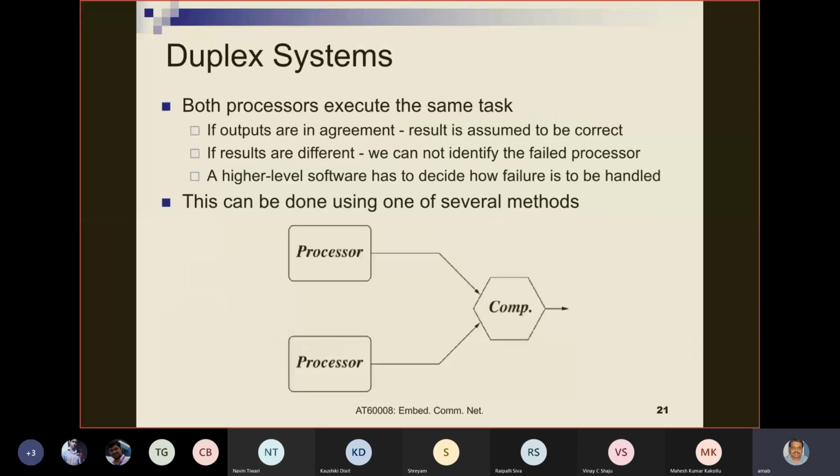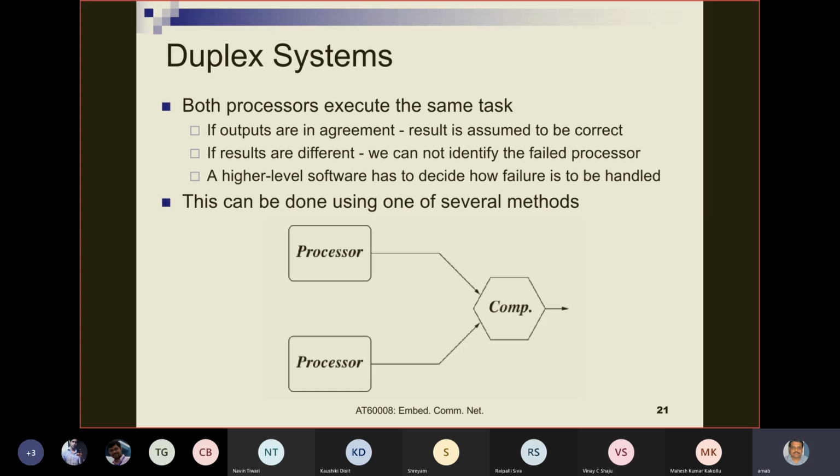Okay. Then we come to duplex systems. In a triple modular redundant system, you can call it a triplex system, you have 3 components doing the same task. In a duplex system, you have 2 components doing the same task. If the outputs are in agreement, then the result is assumed to be correct. If the outputs are different, we cannot identify the failed processor or failed component. Then a higher level software has to decide how failure is to be handled. A high level function, whatever you want to call it, has to have that.